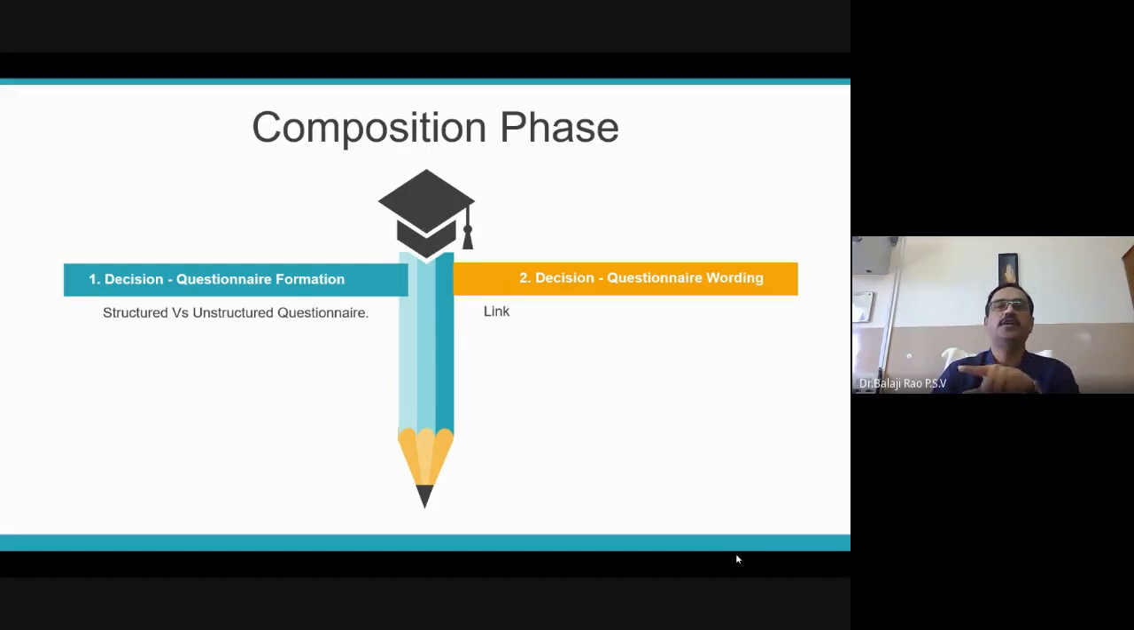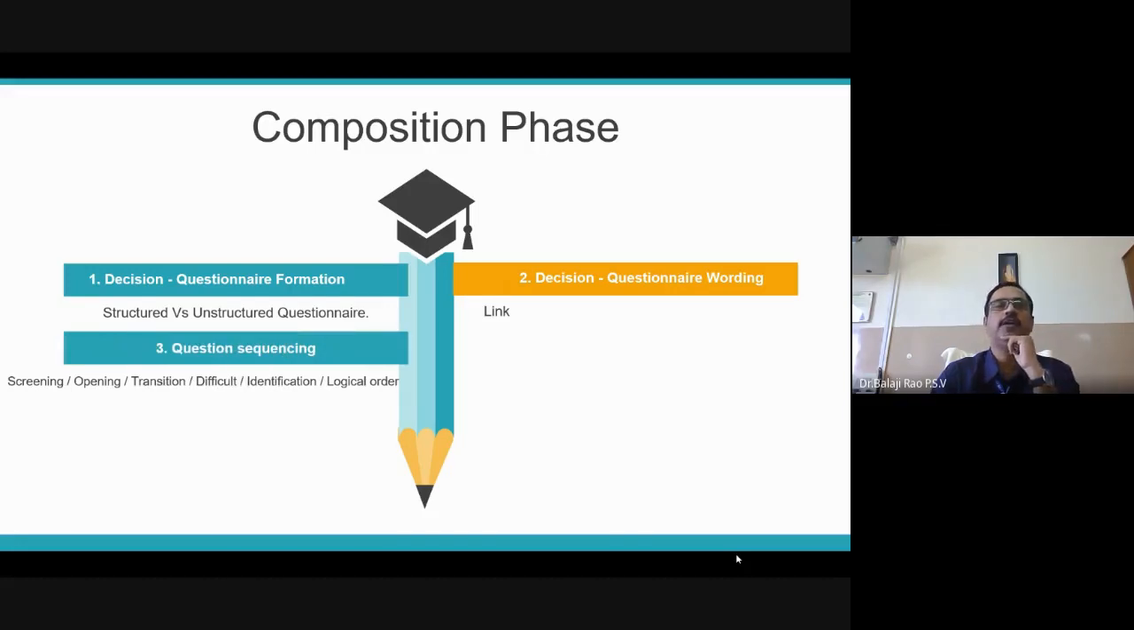Now, decision on questionnaire wording. The words that we use in our questionnaire, in the question statement, have a significant impact upon the respondents' response. Since I have not linked it, I'll show it in the next slide, with all the 10 factors which make the questionnaire wording proper. Let me finish the other 6 steps in the second phase and get on to that.